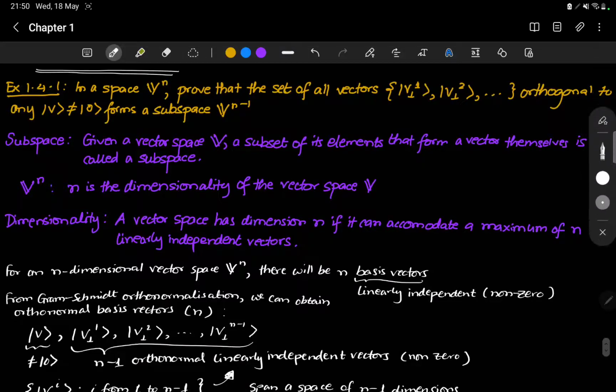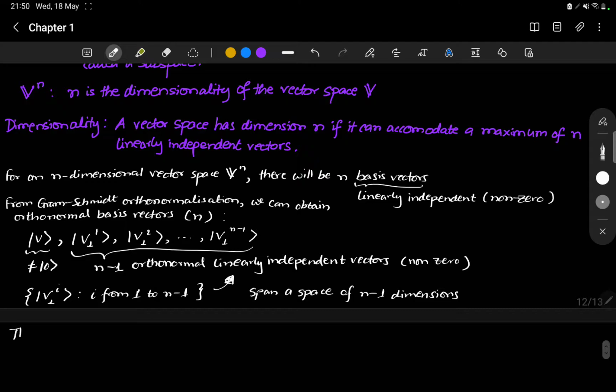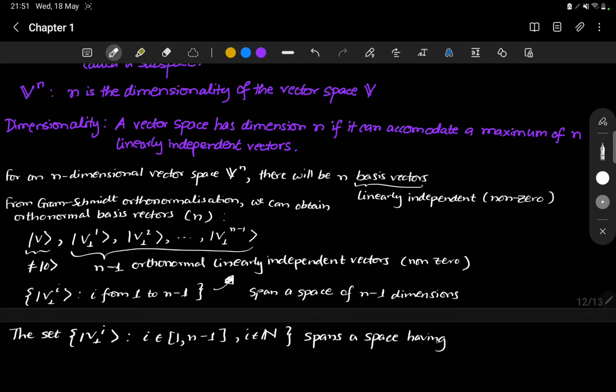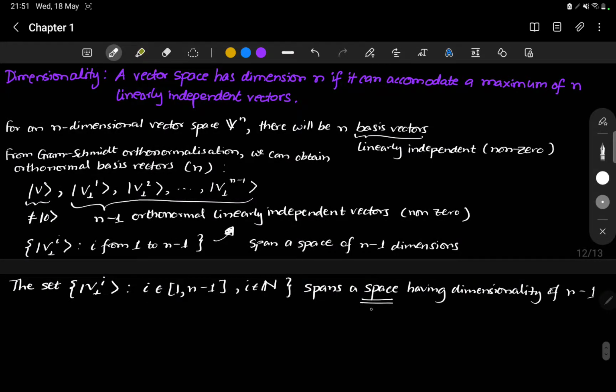So we have that the set, where we have this set V perpendicular i, where i goes from, not 0 to n minus 1, i goes from 1 to n minus 1. This set spans a space having dimensionality of n minus 1. Now we need to show that this space is indeed a vector space.